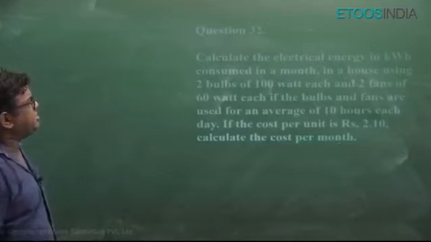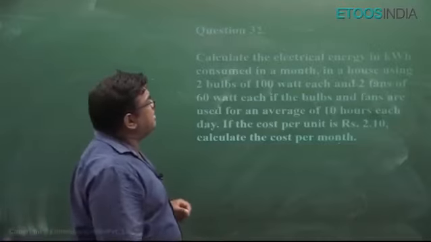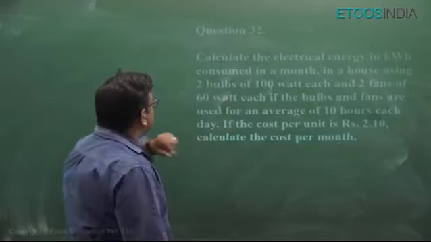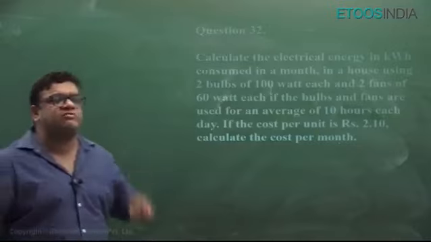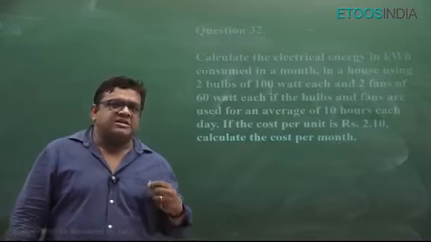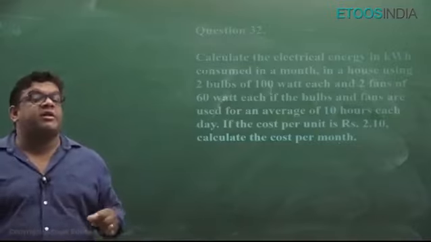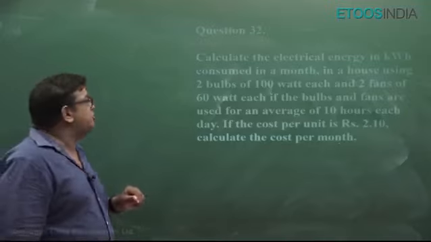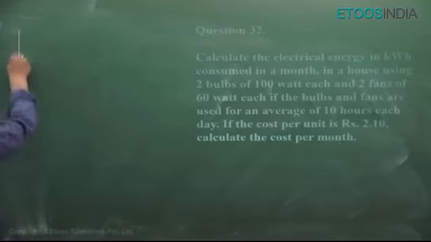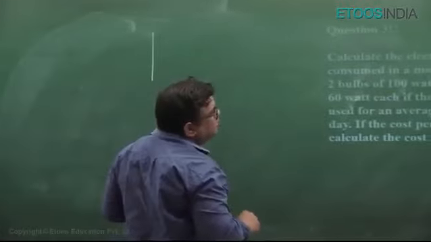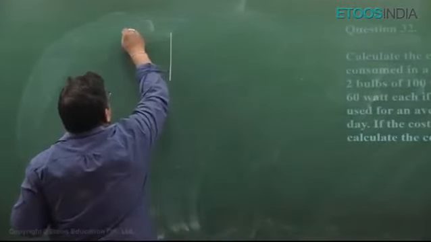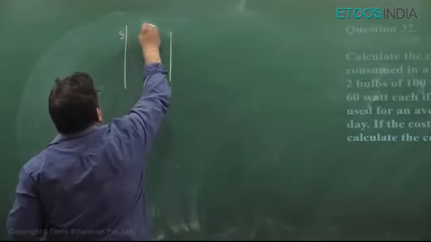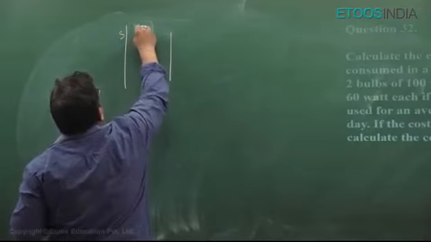Calculate the electrical energy in kilowatt hour consumed in a month by a house using 2 bulbs. See students, there is a way to solve these kinds of questions. These are known as electric bill numericals, and they can be done as follows. We'll make a small table. There are more instruments. First one, we'll write the serial number. Another one, I'll write the name of the instrument.